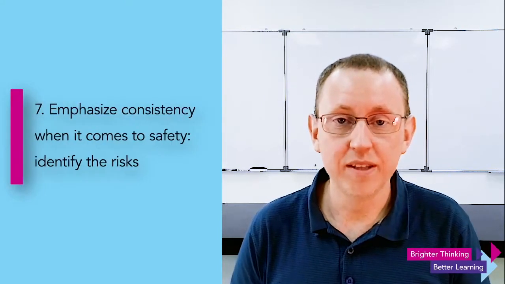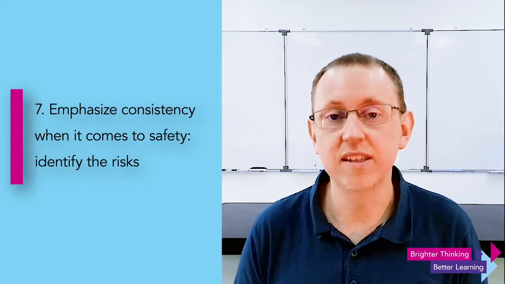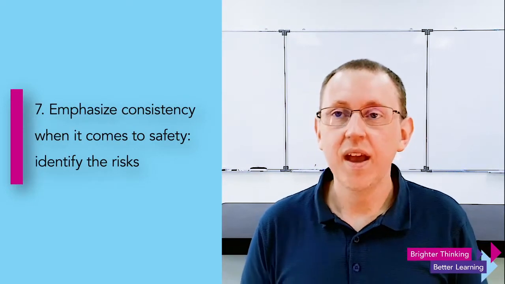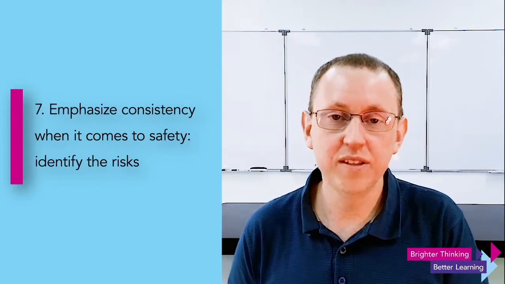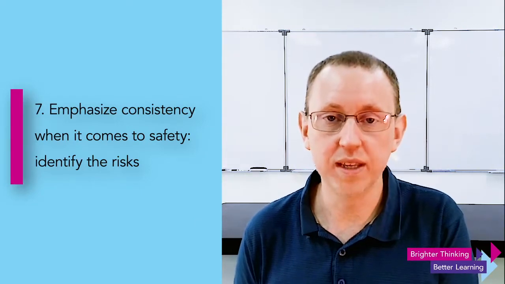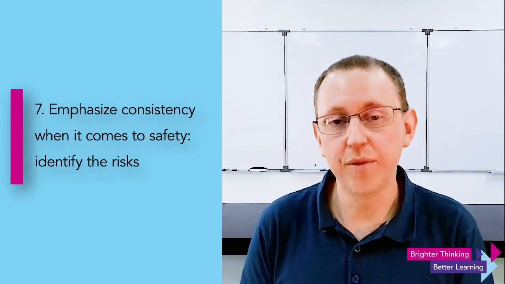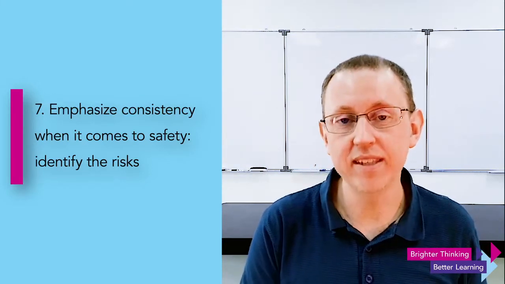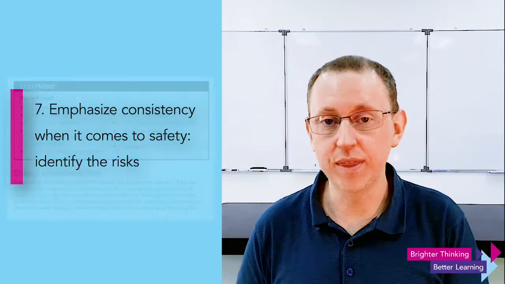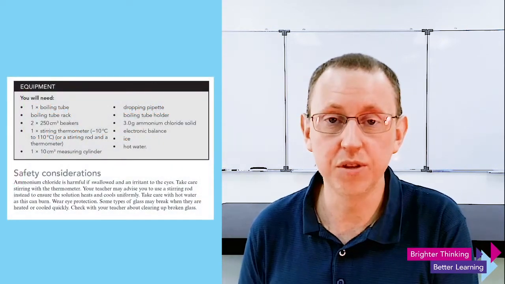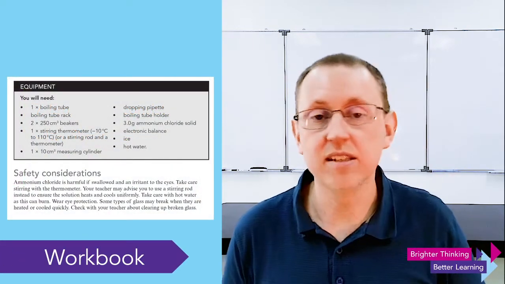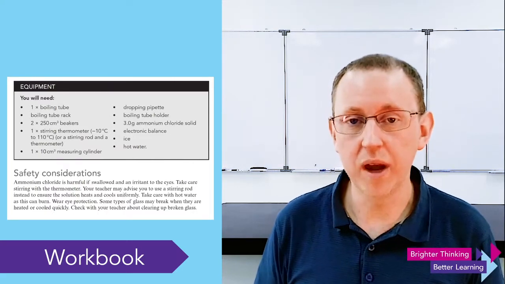Finally, safety. And this is very similar to the reliability one, where you just have to emphasize consistency within the students. Students here tend to fall into the trap of saying what the precaution is. So for example, wear goggles. But that is not good enough. They need to identify the risk and then identify the thing that's going to reduce the risk. So, acids are corrosive. Make sure you wear goggles.